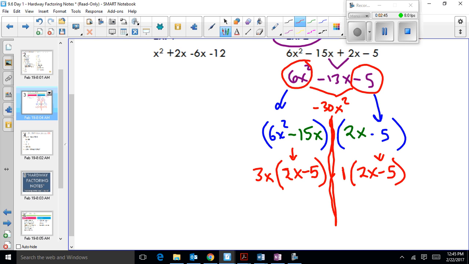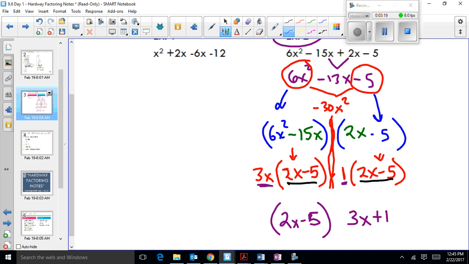All right. The final step is something that you'll have to get used to. What you see here is the same binomial coming from both sides of our big polynomial. That means it's something they have in common running throughout the whole thing, so that's going to be one of our factors. One of the factors here is 2x minus 5. The other factor comes from this term and this term: a positive 3x and a positive 1. So this is what we get: 2x minus 5 times 3x plus 1.